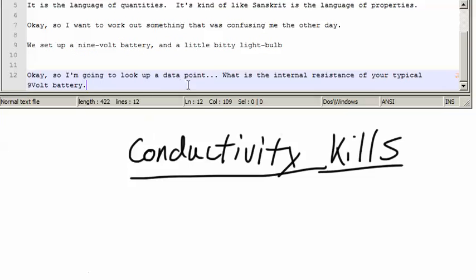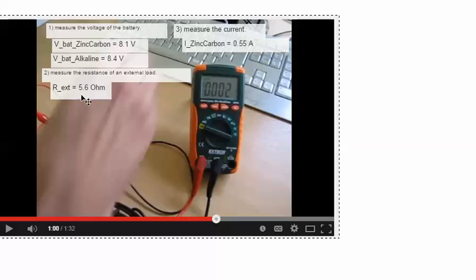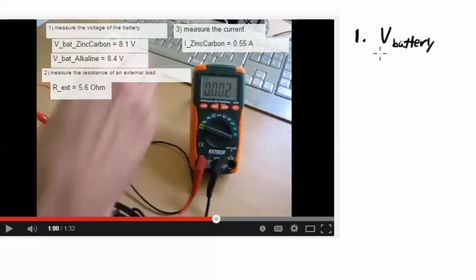Okay, so I'm going to look up a data point. What is the internal resistance of your typical 9-volt battery? As luck would have it, I've found a YouTube video that actually describes how to test the internal resistance of a battery. So it looks like he does this in 3 steps. First, he finds the voltage of the battery by setting this on voltage. Then he finds the resistance of an external load, and then he measures the current across the battery.